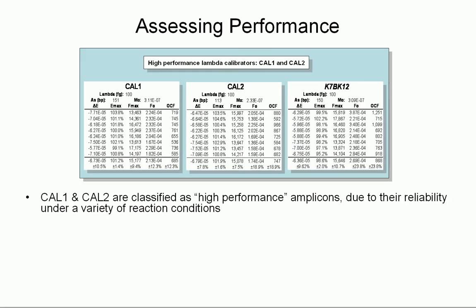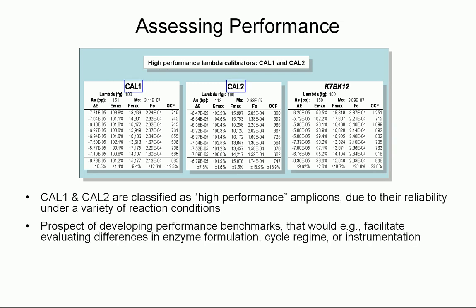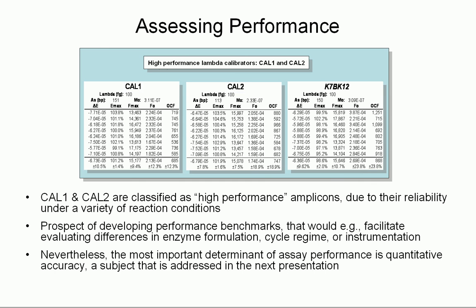While providing a detailed description is beyond the scope of this presentation, work on primer design optimization led to the creation of 2 high-performance amplicons called Cal1 and Cal2. In addition to their role in optical calibration, these amplicons present the prospect of developing performance benchmarks that would, for example, facilitate evaluating differences in enzyme formulation, cycle regime, or instrumentation. Nevertheless, the most important determinant of assay performance is quantitative accuracy, a subject that is addressed in the next presentation.